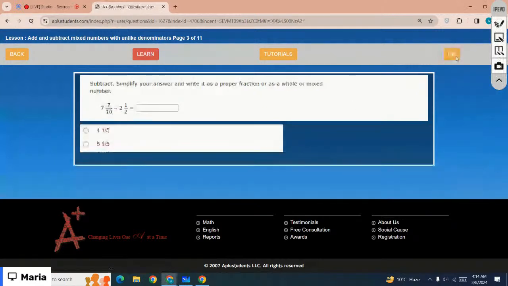Okay, the next one is 7 whole 7 over 10 minus 2 whole 1 over 10. So which is the correct option? Which is the correct option? Yes, very good. That is 5 whole 1 over 5. Option number 2 is the correct option.